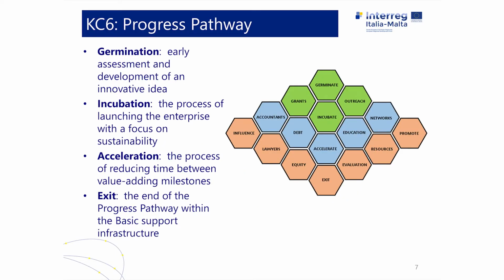Concept 6, the progress pathway. This is the central vertical in the diagram that you can see. It begins with germination, early assessment and development of an innovative idea. Follows with incubation, the process of launching the enterprise with a focus on sustainability. Acceleration, not as is commonly thought about growth. This is about the process of reducing time between value-adding milestones. And exit, the end of the progress pathway within the basic support infrastructure.